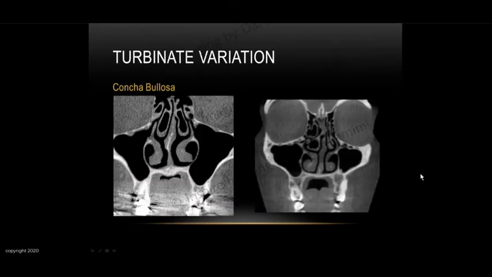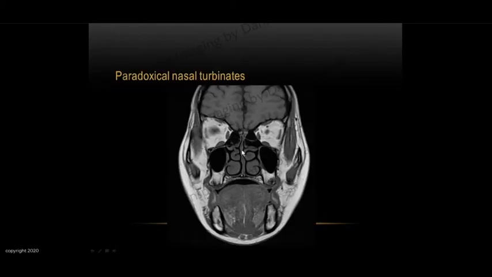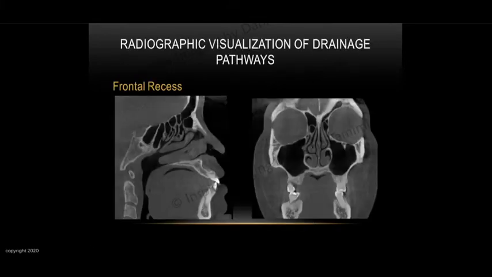Some other things that will change the flow of the air into the nasal cavity are the presence of concha bullosa. Okay, so we can have concha bullosas in any of these concha. The middle turbinates are the most common ones. As we know, we can have bilateral concha bullosa, we can have unilateral concha bullosa, which are usually associated with a deviation of the septum to the opposite side. And that all changes the dynamics of the flow of the air into the nasal cavity. Paradoxical nasal turbinates also change the flow of the air into the nasal cavity, increasing the resistance of the air as it flows into the nasal cavity.